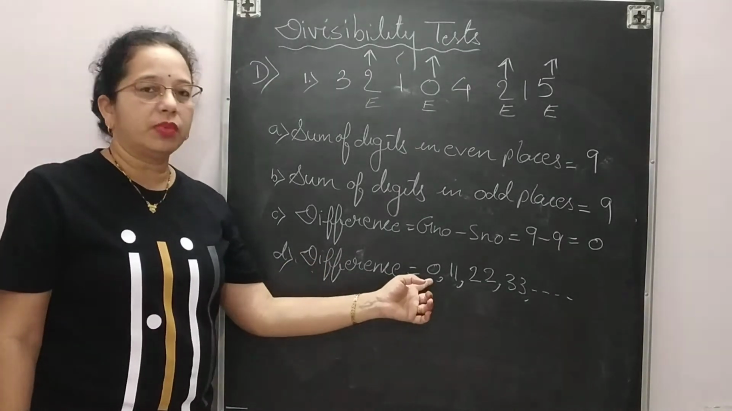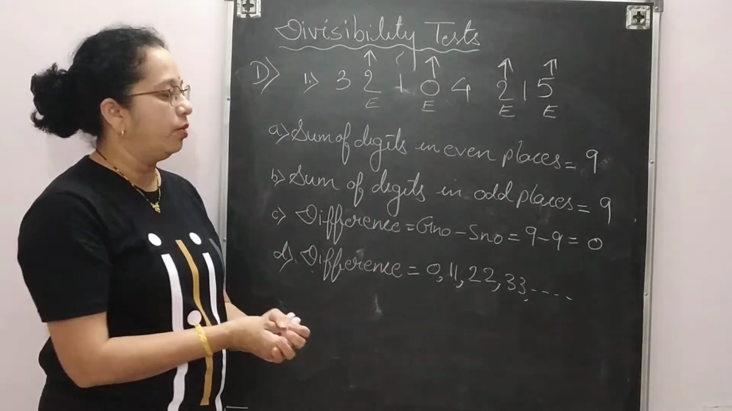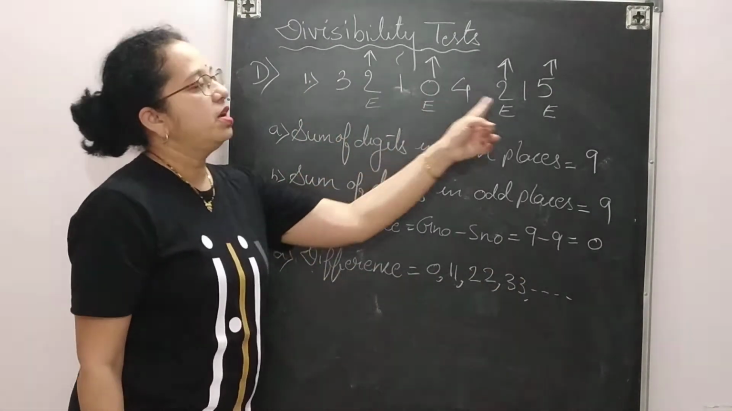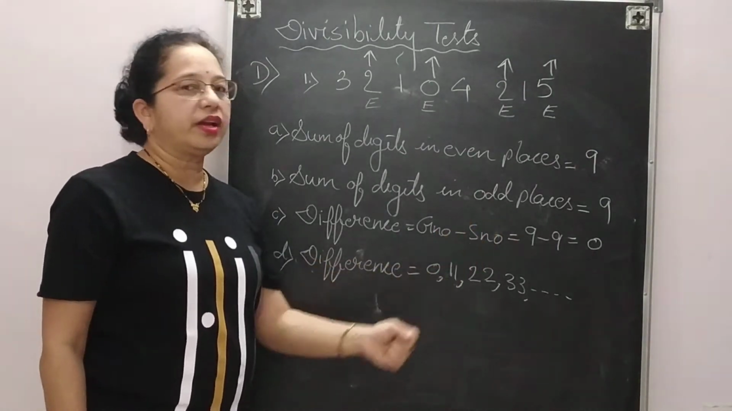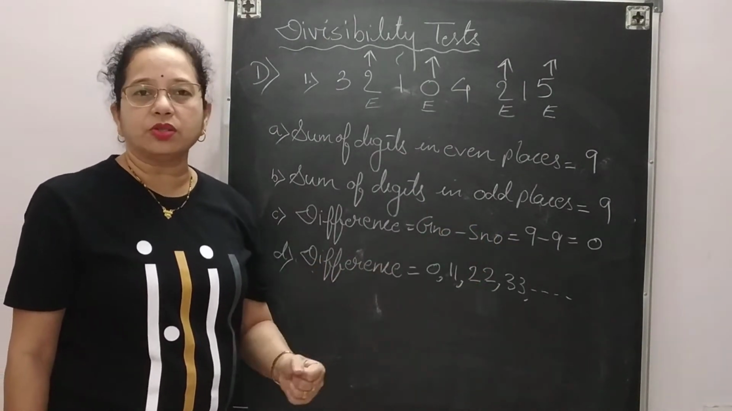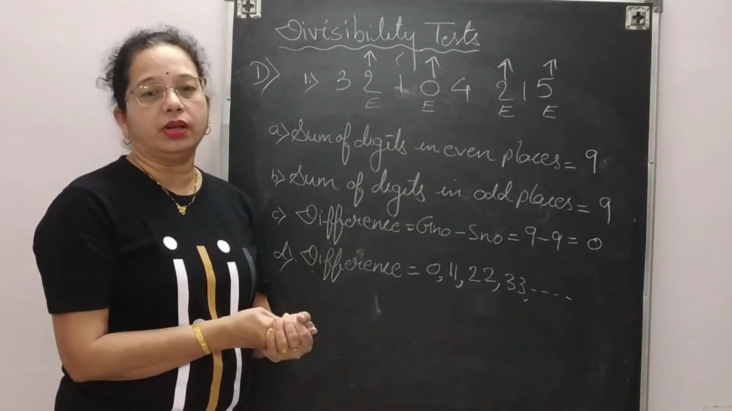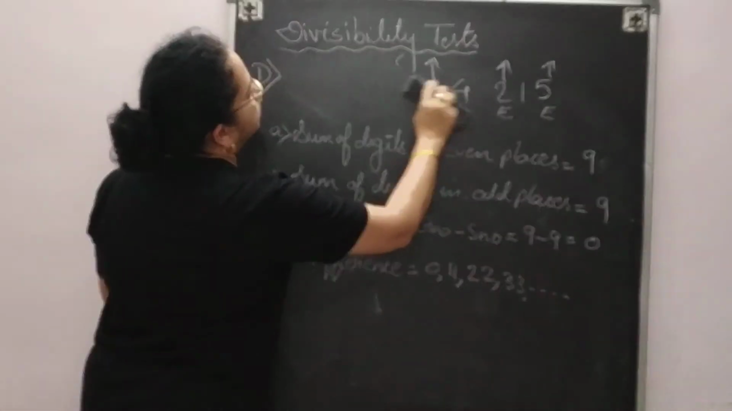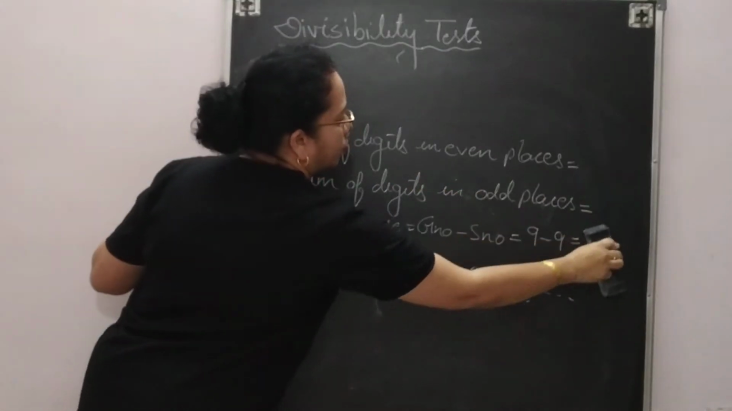So if the difference is 0, the given number is divisible by 11. You can say that since the difference is 0, the given number is divisible by 11. Suppose you are not getting 0, 11, 22, or other multiples of 11, then the given number will not be divisible by 11. Let me take one more example so that the concept will be clear to you.